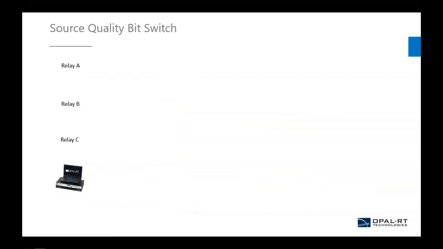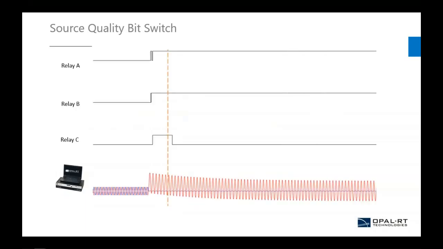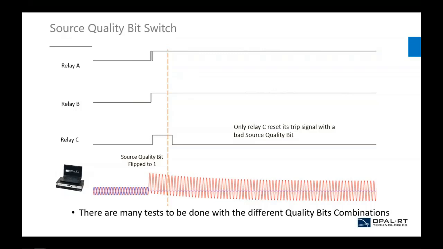A last example with the quality bits, probably the most obvious data to test depending on your philosophy choices. Indeed, when the source quality bit goes from good to bad, we can observe that only relay C acts on it. This is, again, something to take into consideration when choosing a vendor, since maybe your philosophy is to take action on a bad source. Maybe it's not. Of course, many combinations can be tested with the different quality bits.